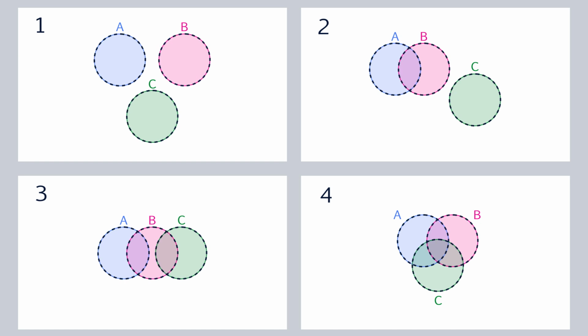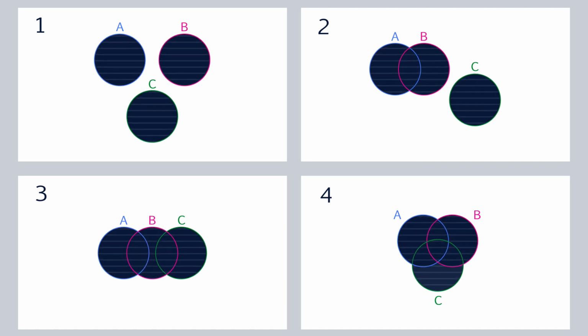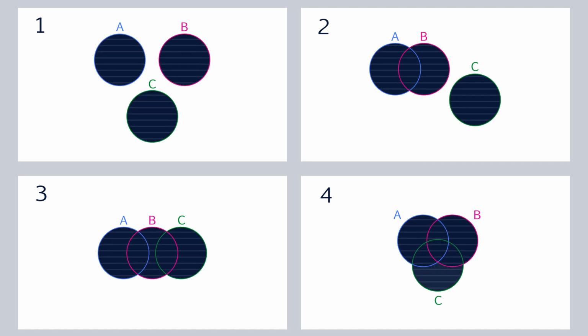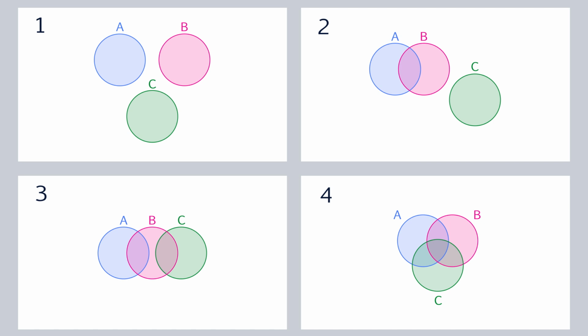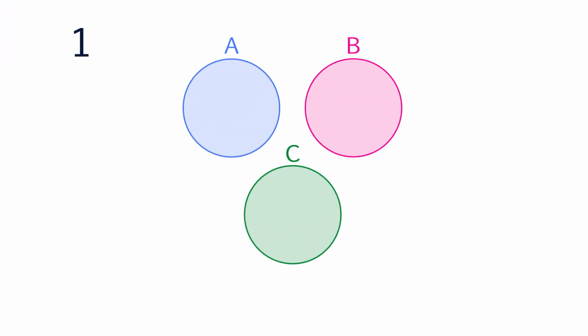The three circles represent one set each. The elements of each set are located inside the corresponding circle. What the Venn diagrams look like depends on how the sets relate to each other. The difference between them is whether and how the circles overlap. First, let's concentrate on the diagram to the left, diagram 1.